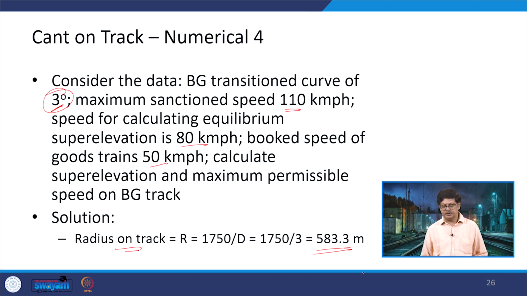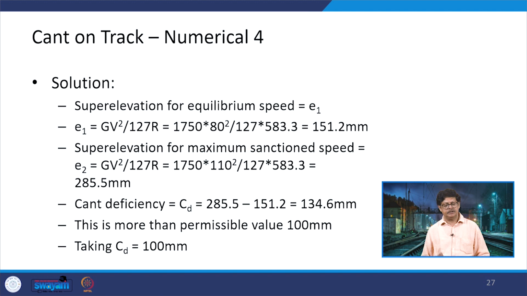Now, this 583.3 meters we will be taking forward. So, we have the equilibrium speed of 80 kilometers per hour. So, what we get is 151.2 mm. Previously, for the 1 degree curve, we were getting 100.8 mm. For a maximum sanctioned speed of 110, because here the radius has changed, what we are getting is the Cant for the maximum sanctioned speed is 285.5, a big value.